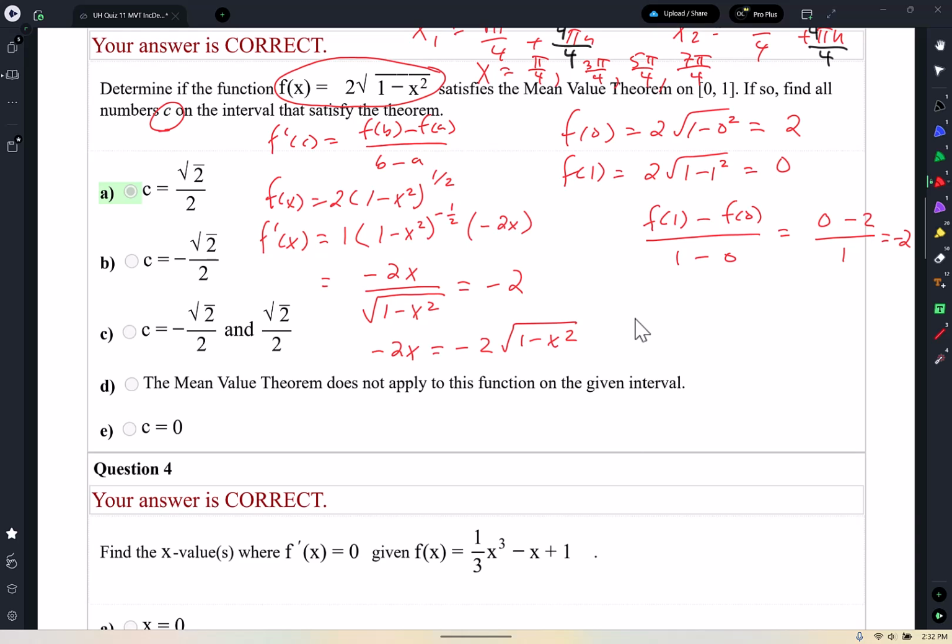I have a negative 2 on both sides. Ask me, because I make mistakes. Did I make a mistake? No, everything looks good. I have a negative 2 on the left. I have a negative 2 on the right. It's a product. If I divide both sides by negative 2, do those negative 2's go away? Yeah, they go away.